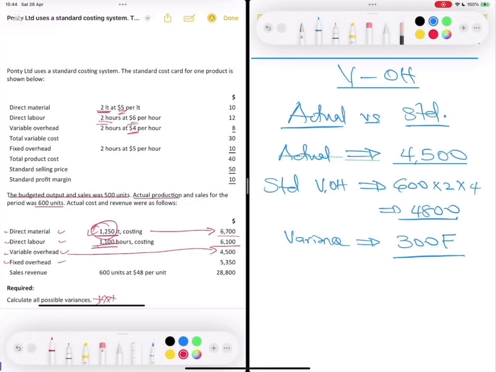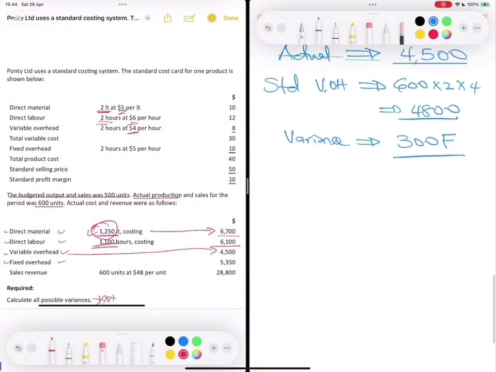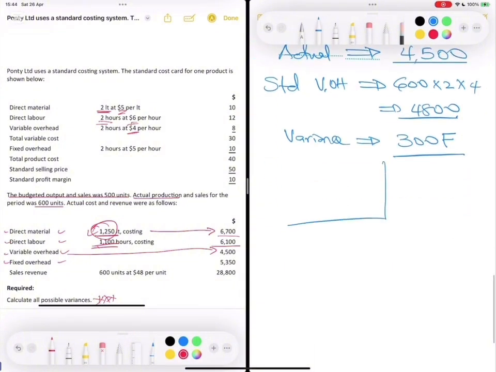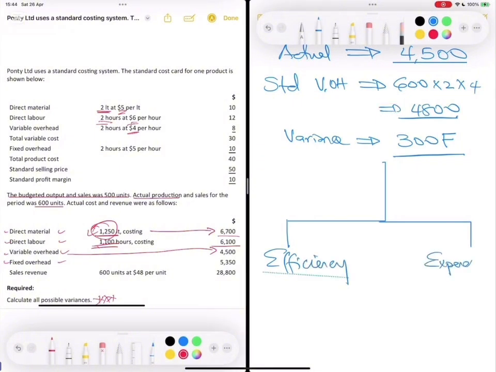Now, we have to analyze it into 2 categories like we've done for the others. The first one will be on efficiency. And the other one, I think, is expenditure, which is like the rate variance. For efficiency, what did we say? It's about hours. Anytime you hear efficiency, it's about hours. Did we spend more hours than we should have spent? And you value it at standard rate.